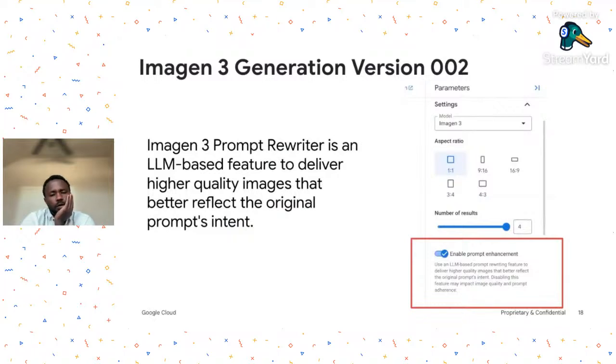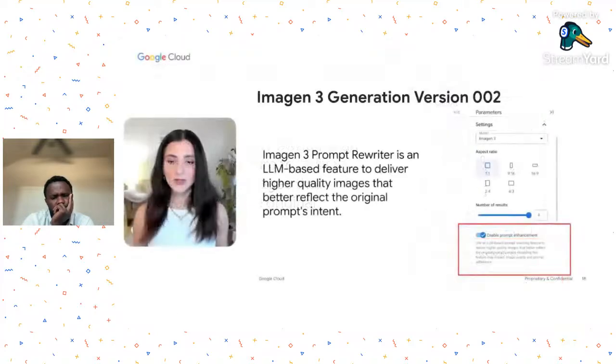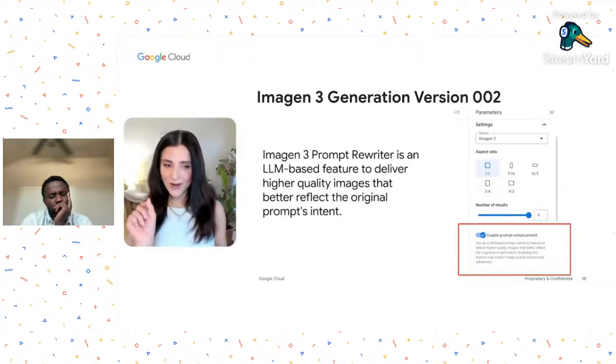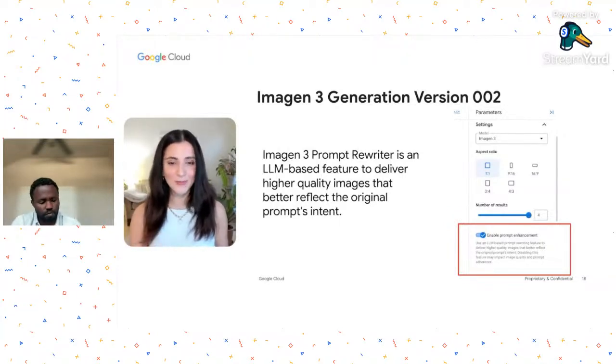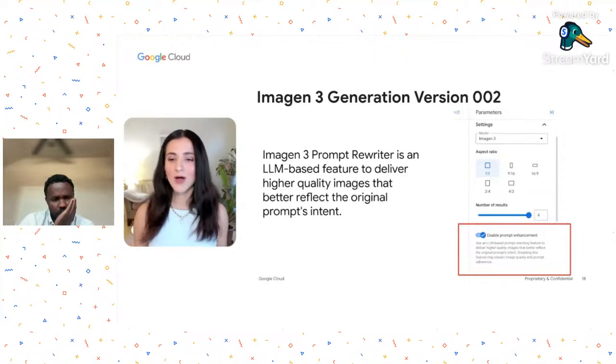The exciting feature, at least in my opinion, from this Imagen 3 model is the prompt rewriter, which is an LLM-based feature that helps to deliver higher quality images to better reflect your prompt's intent. So the way you use this is you can turn it on in Vertex AI Studio. If you look at the right-hand side of the slide, there's a little blue checkbox. I do believe this feature is turned on by default, but if not, just check that little box. And what will happen is behind the scenes, when you send your prompt to the model, it will be rewritten in a way to achieve better output.